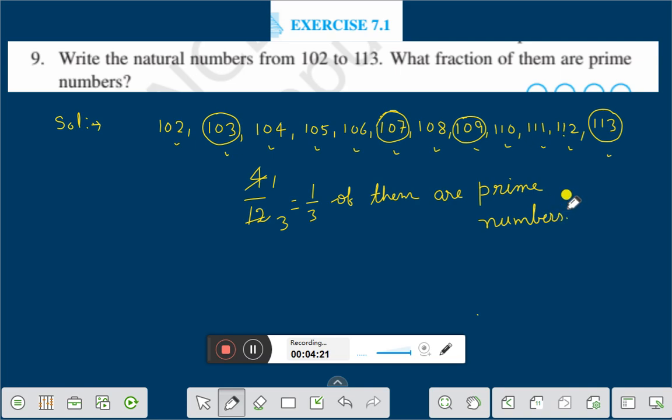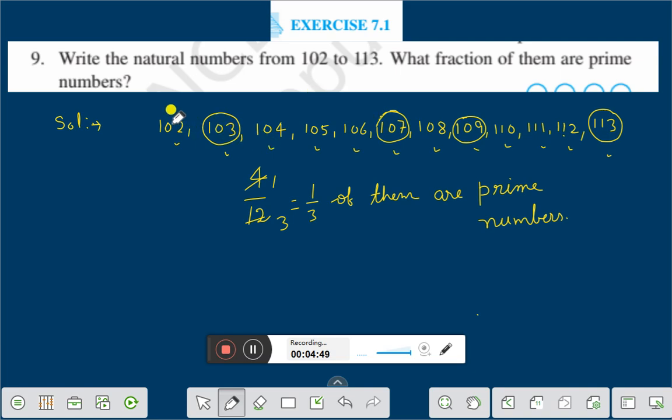Once again we are repeating. Write the natural numbers from 102 to 113. What fraction of them are prime numbers? Here we have written 102, 103, 104, 105, 106, 107, 108, 109, 110, 111, 112, 113. Out of these, we find the prime numbers. That is 103 is a prime number, 107 is a prime number, 109 is a prime number, and 113 is a prime number. Right? Therefore, how many prime numbers? 1, 2, 3, 4. 4.